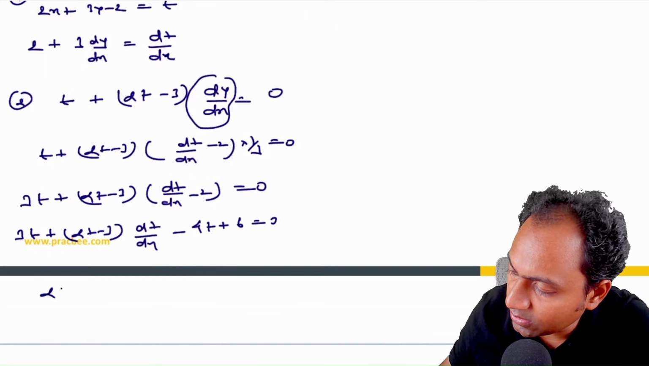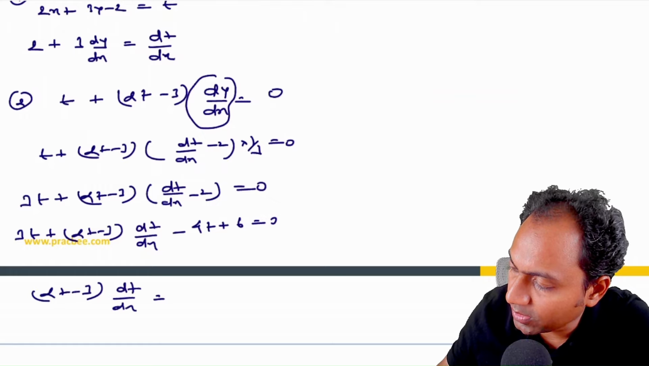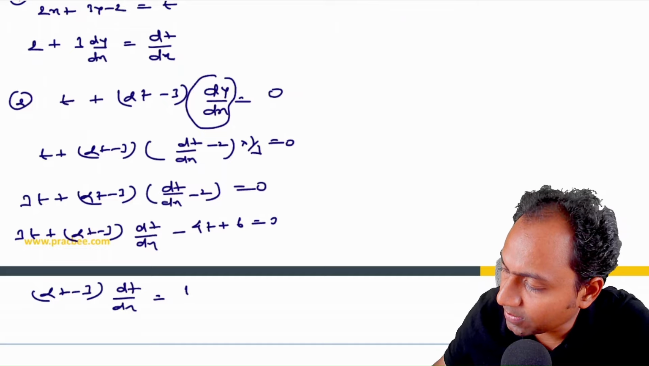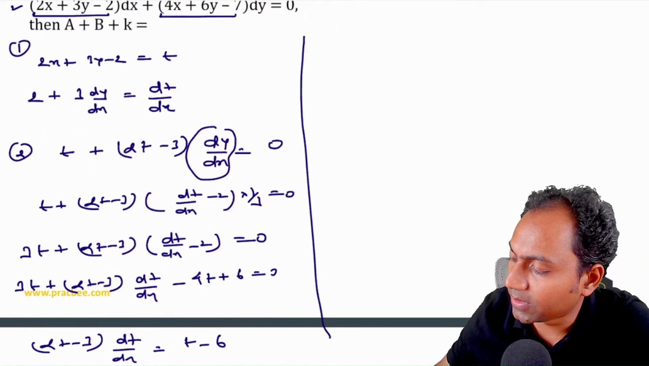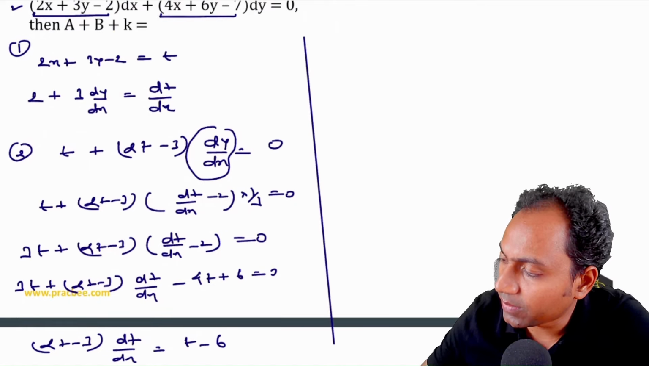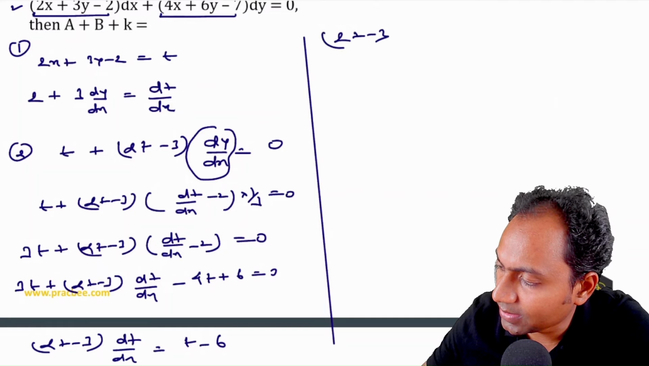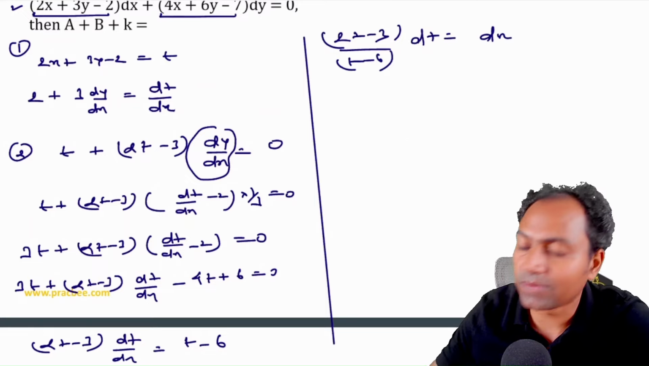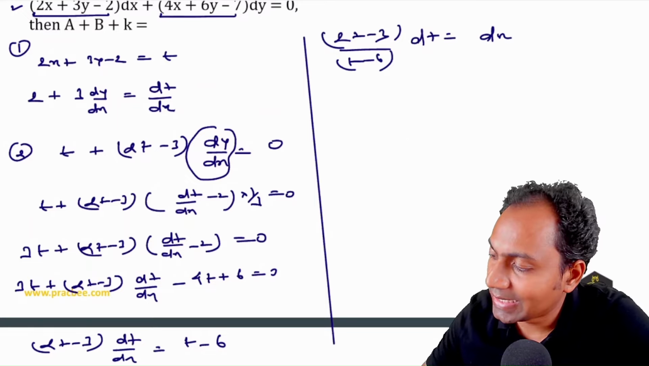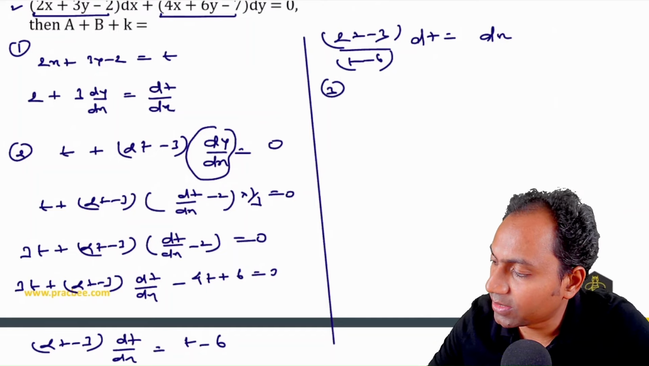And we can see that 2t minus 3 dt by dx would be equal to minus 4t. So this will become t minus 6. And again, if I simplify this very simple calculation, what I am getting is 2t minus 3 by t minus 6 dt will be equal to dx. And you can see that we have separated the variables. In the next part, we just need to integrate them.